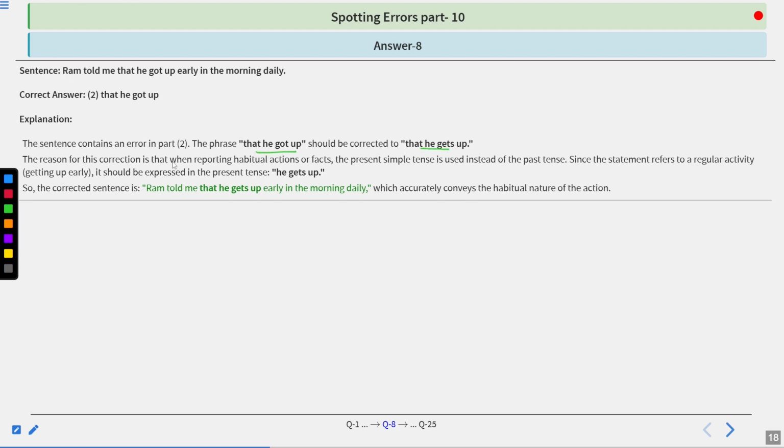The reason for this correction is that when reporting habitual action or facts, the present simple tense is used instead of the past tense. Since the statement refers to a regular activity, getting up early, it should be expressed in the present tense, he gets up. So the correct sentence is Ram told me that he gets up early in the morning daily, which accurately conveys the habitual nature of the action. Let's move to the next question.